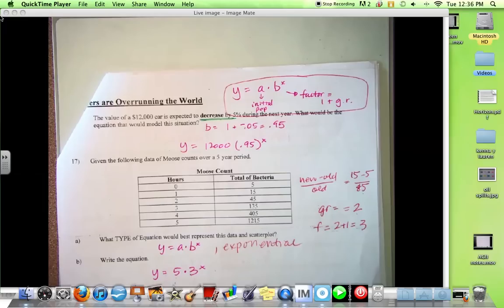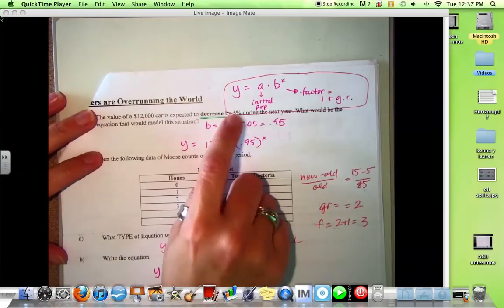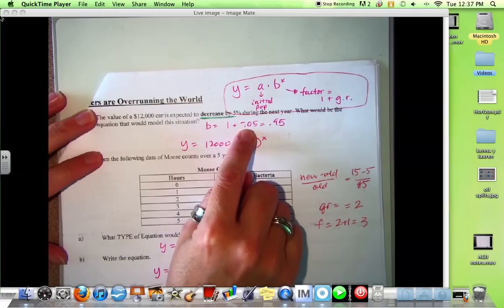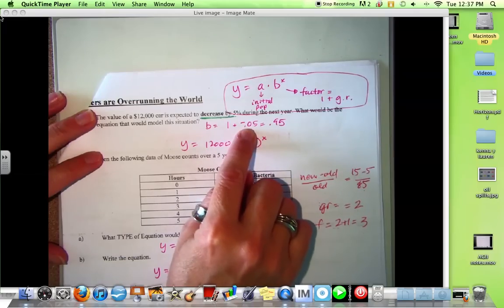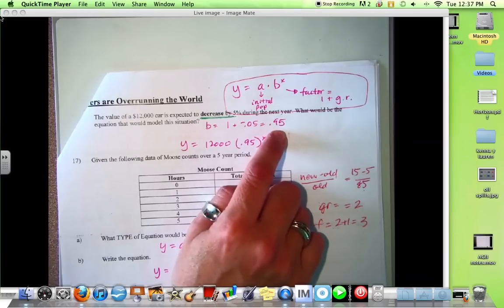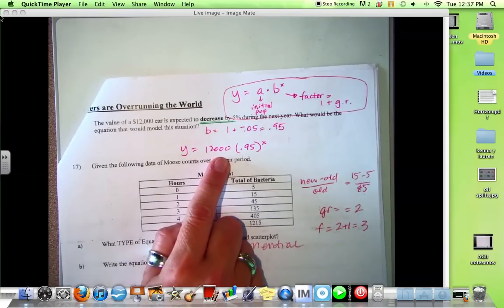So for 16, the value of a $12,000 car is expected to decrease by $5,000 or 5% during the next year. What would be the equation that would model the situation? 12,000 is your initial value. It's decreasing by 5%. So that means you have a negative 0.05 growth rate. Add 1 to it, and then your factor is 0.95. So your equation is 12,000 times 0.95 to the X.